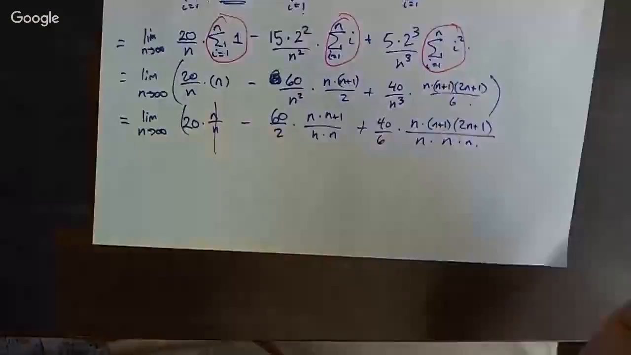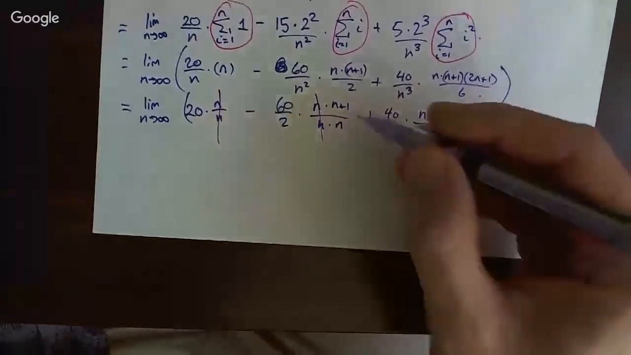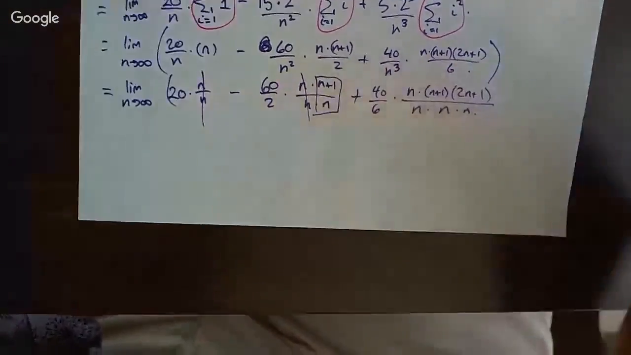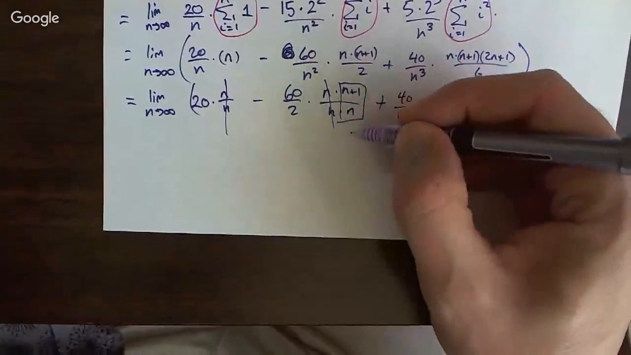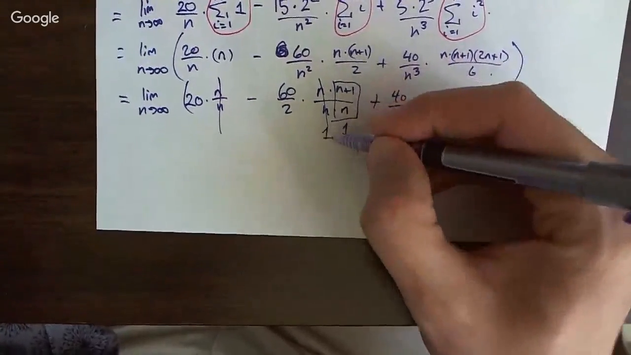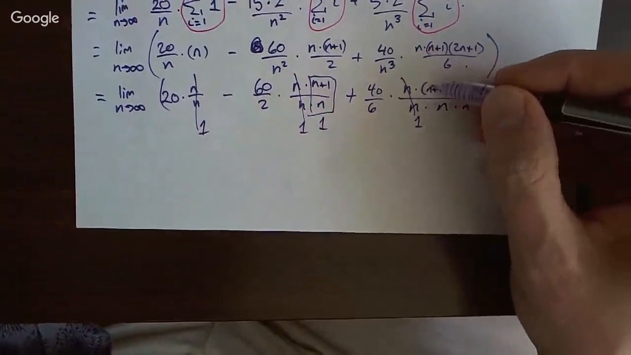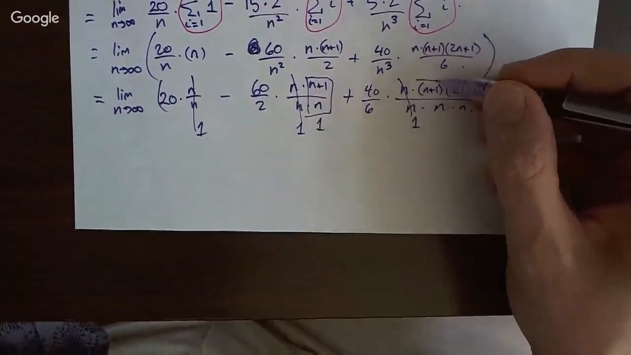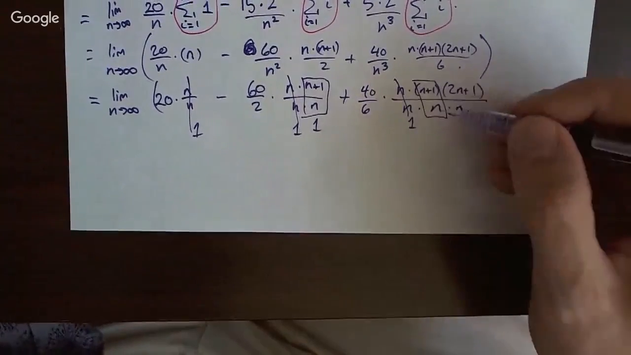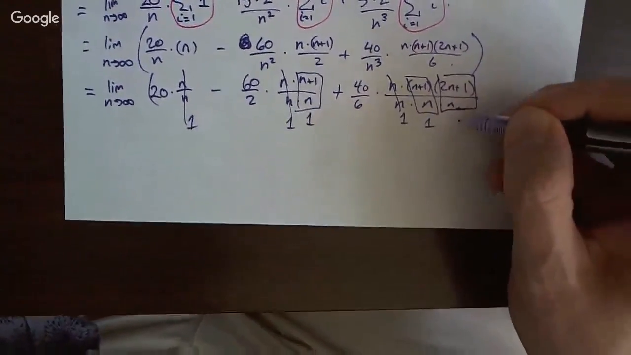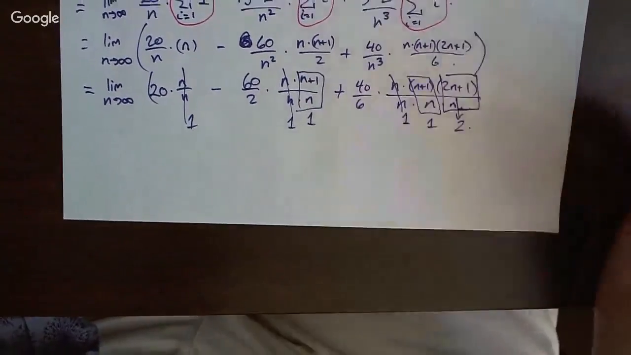The reason why we do this is because when we take the limit as n goes to infinity, n over n is 1. n over n is 1. n plus 1 over n is a polynomial over a polynomial of the same degree, so we just take the leading coefficients. That gives us a 1 as well. And then we have n over n, 1. n plus 1 over n is, again, a leading coefficient of 1 over 1. It's 1. And then here again, we have a limit of 2 over 1. So that just gives us a 2.